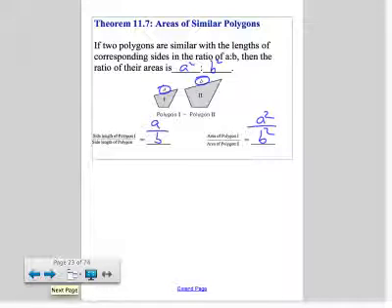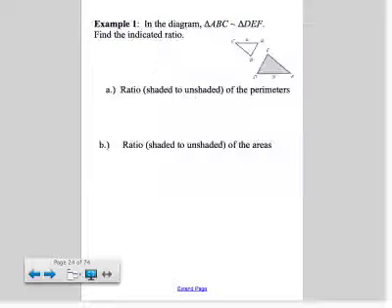And so it should make sense. The way that I always remember this is very simply the units on area are units squared, and so the ratio is always squared as well.